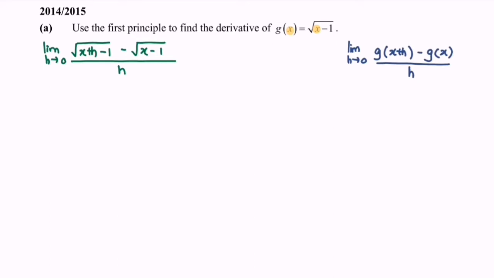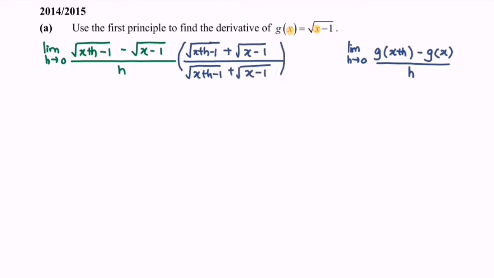So now kindly focus on the conjugate. So we need to multiply with the conjugate, and the conjugate will be square root of x plus h minus 1 plus square root of x minus 1 over square root of x plus h minus 1 plus square root of x minus 1. So kindly expand the situation, and please take note, only expand for the numerator. So rewrite the situation. Limit when h approaching 0.